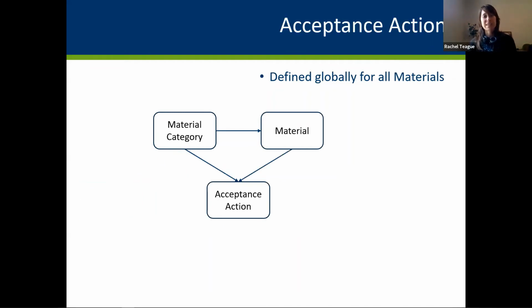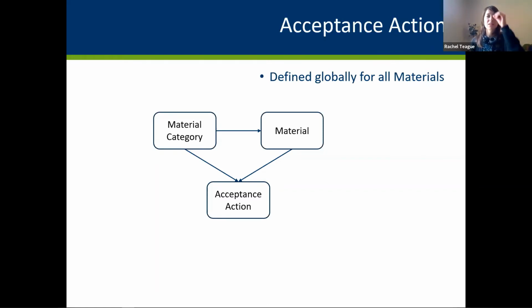For example, acceptance actions. Acceptance actions, again, just your material requirement. If you populate one at the level of the material category, then all of the child materials also have to meet that acceptance requirement. So this is nice when you know that all of the children are going to have a particular requirement. You only have to create that record one time and maintain it one time at the level of the category, as opposed to for every material maintaining that record.